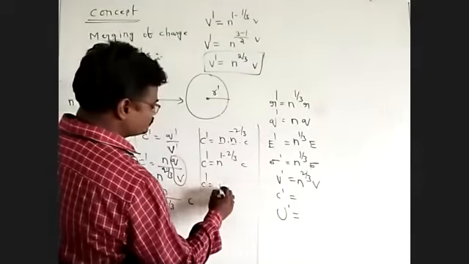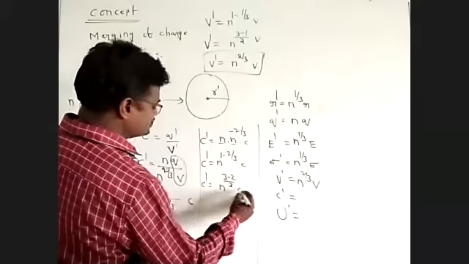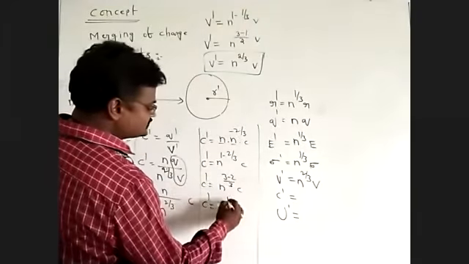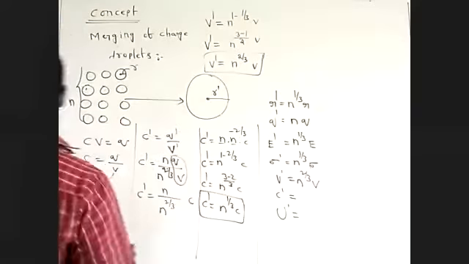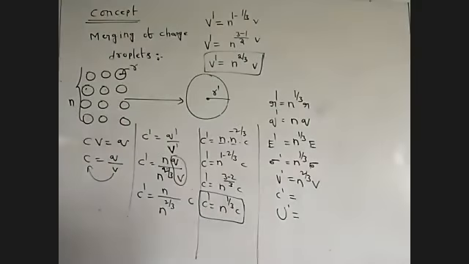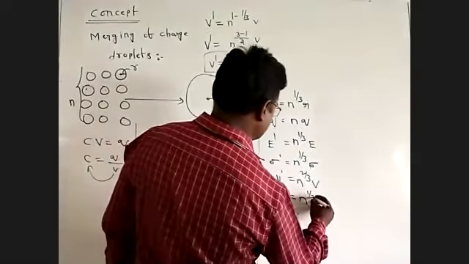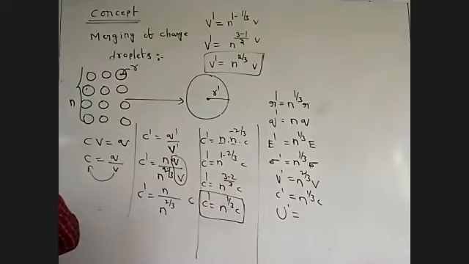C dash is equal to N power of, take LCM 3, 3 minus 2 by 3, C. C dash is equal to N power of 3 minus 2, that is 1 by 3, C. This is the value: C dash is equal to N power of 1 by 3 times C. Next, energy. We are going to write it.